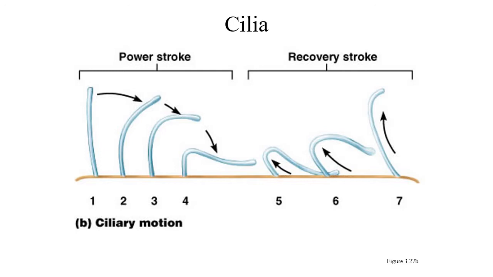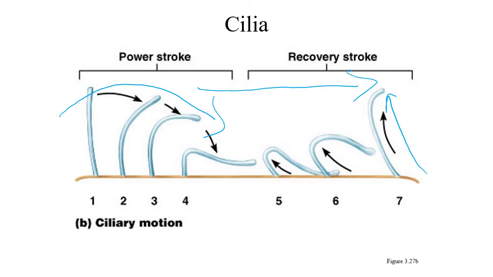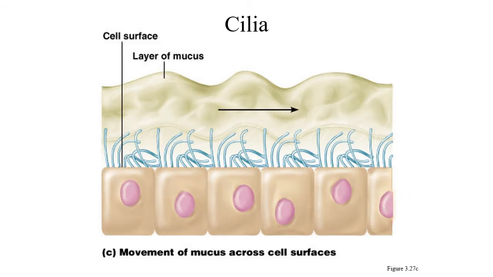And so when it stands up straight, it's in what's called its recovery stroke. And so it's going to stand up rigid. And then it's going to forcefully push down. And what that does is it makes the mucus that may be on the surface of those cells travel along. And so the mucus is going to be pushed along the surface of the cells themselves. And so this is going to be found in places like the respiratory tract, where we want the mucus to get up and out of the deeper areas of the respiratory tract.